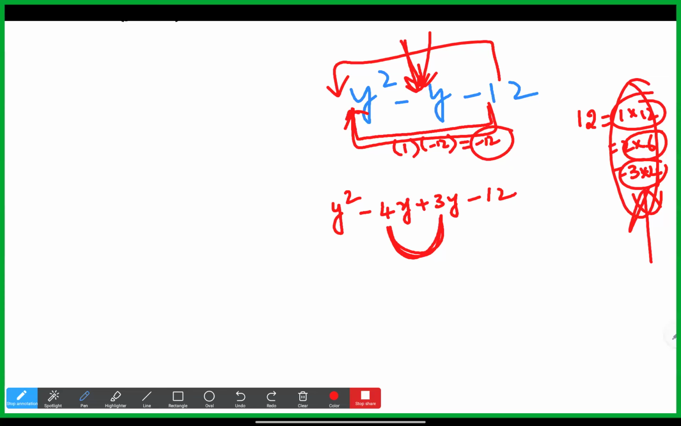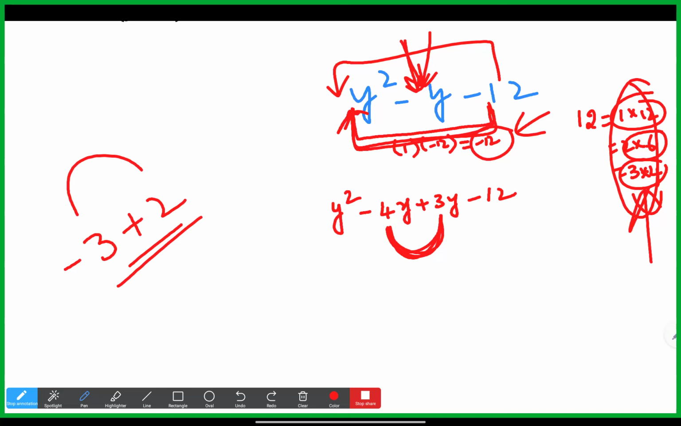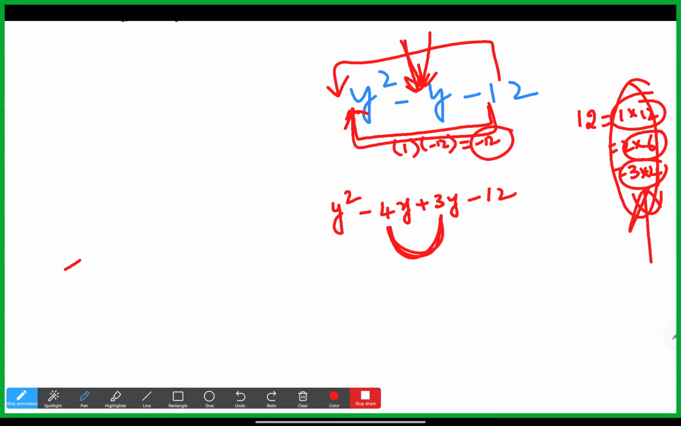So minus y, we split it as minus 4y plus 3y. Then minus 4 plus 3 only, because some students will ask, no, minus 3 plus 2 is also minus 1 only. No. But minus 3 into 2 will not come as minus 12. Whatever numbers we are splitting in the middle, their product should be equal to the end term's product, and the sum or difference should be equal to the middle one. So that is the reason why we should split like this.